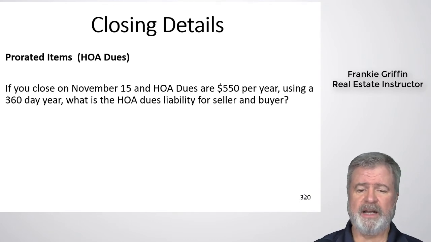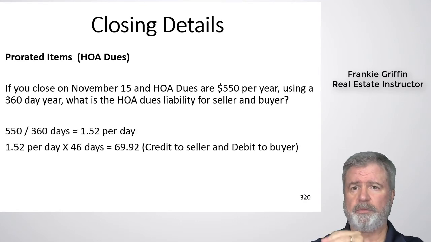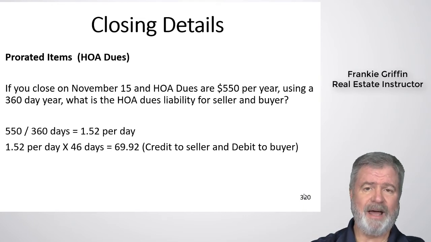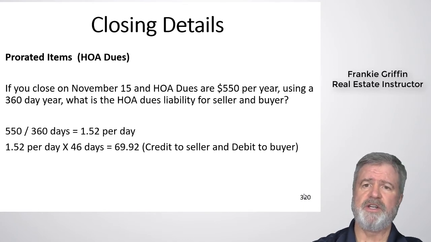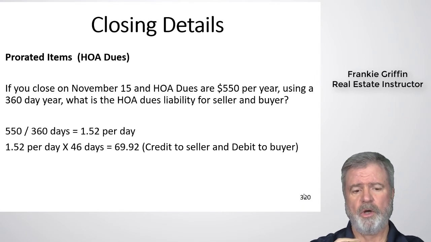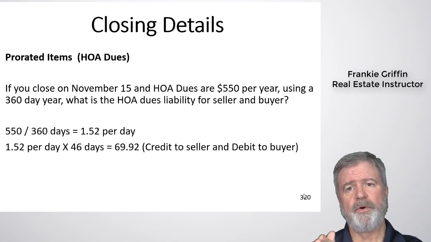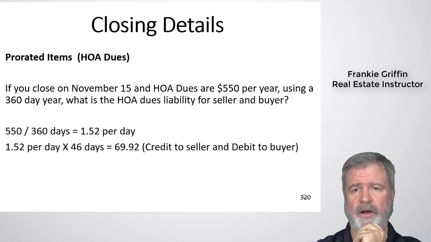And again, we prorate it the same way. You take the $550, we know that's what it costs per year. We got to know what it is per day. So divide that by 360, which comes up to $1.52 per day. That's how much the HOA dues are. So now we got to know how many days there will be from November 15th through December the 30th, through the end of the year, because that's the time frame the buyer is going to own the house.